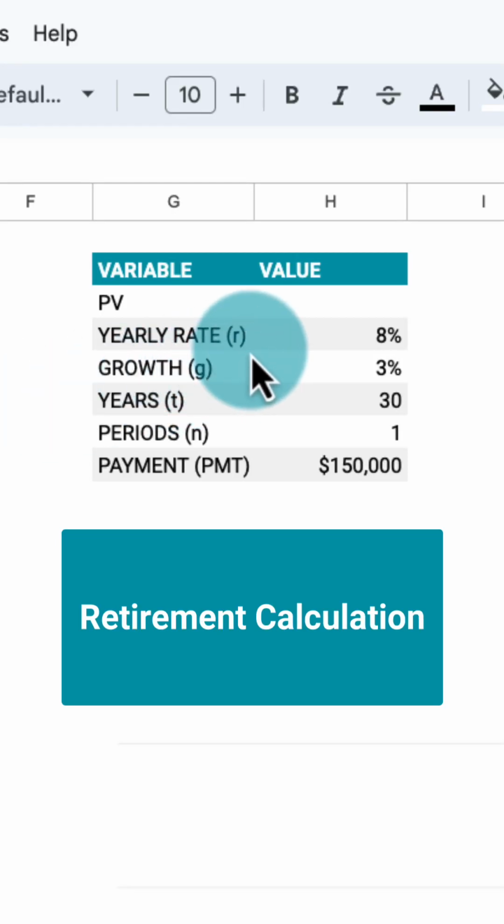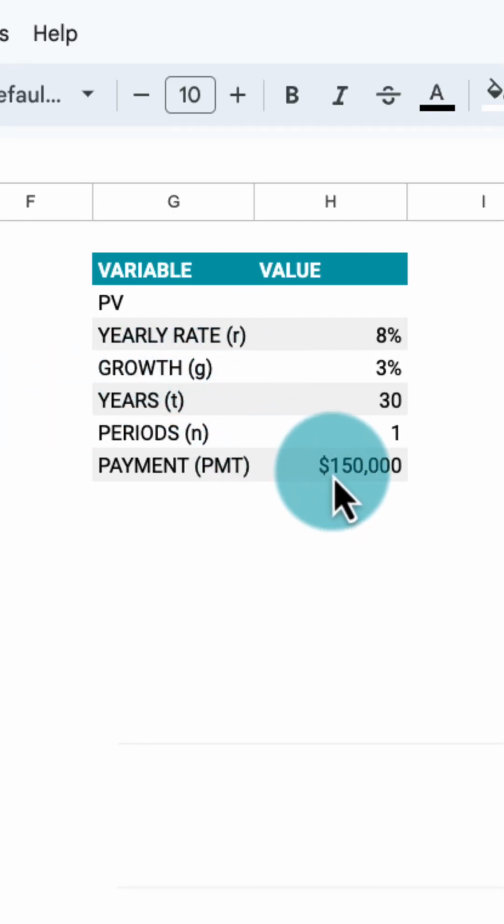Let's assume we want to retire next year and receive a payment of $150,000, which is going to include the tax. Every year after that, we want this payment to increase by 3% to take into account inflation. How much money would we need today, known as the present value, knowing that we are going to invest this amount of money and it's going to gain 8% of interest for 30 years and it's going to pay on periods of once per year?